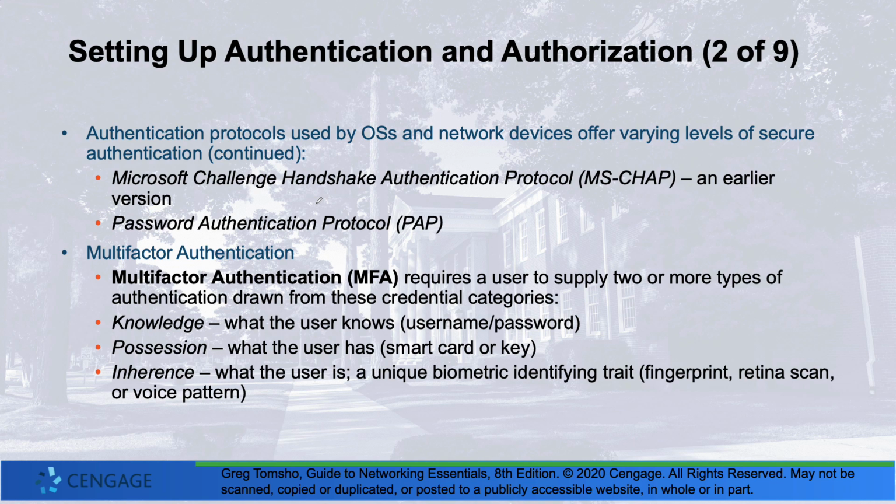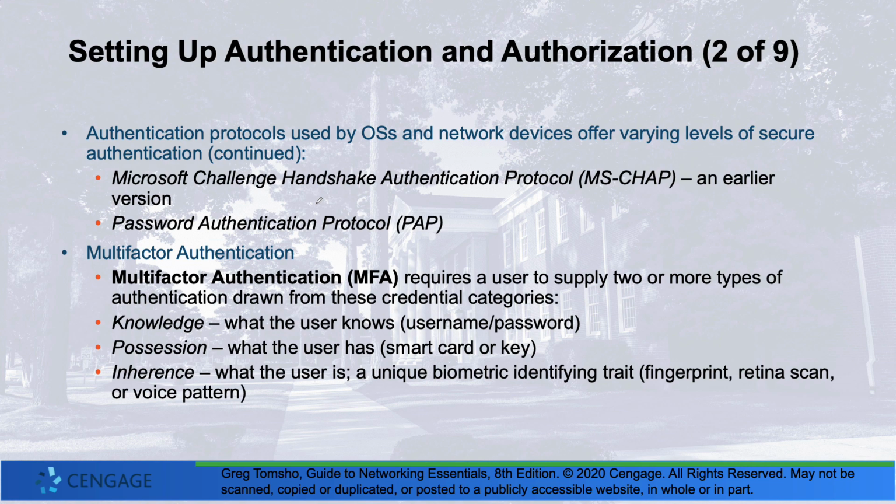We were kind of talking about smart cards and fingerprints before. All of those devices that we use with passwords are part of something called multi-factor authentication, or MFA. It requires a user to supply two or more types of authentication drawn from these credential categories. So it's going to be something that you know. That's one type. An example would be a username and password. So that's in your brain.